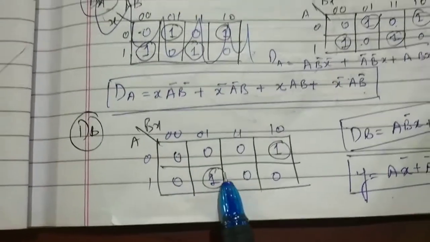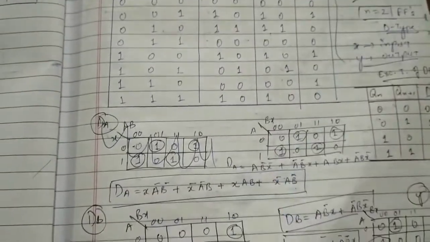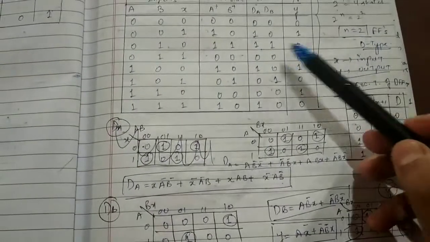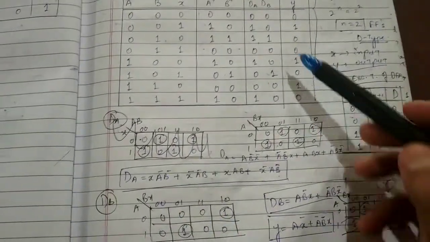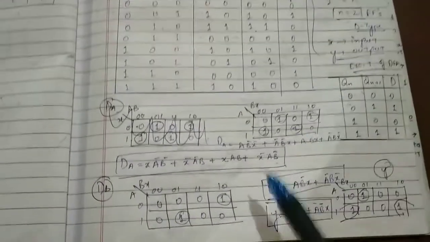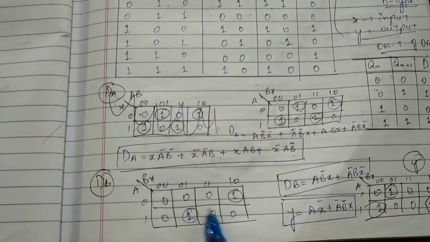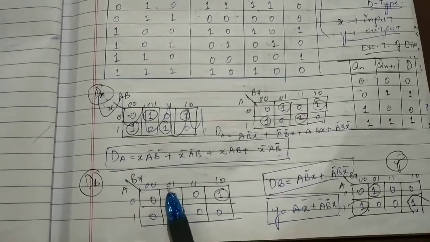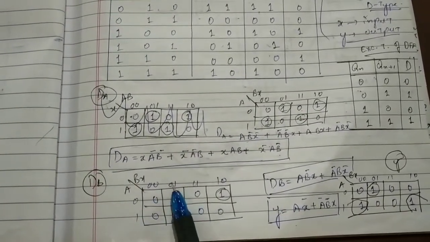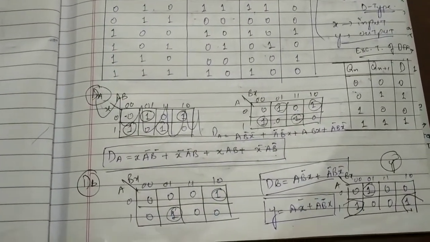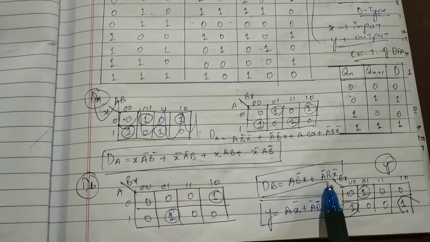Now for DB, we have to make a K-map. We know DB from this is 0, 0. We have to write 0, 0 in these cells. Next is 1, 0, 1, 0 is here. And next is 0, 1, 0, 1. And next is 0, 0, 0, 0. And after grouping the ones, we get individual ones here and here. So DB is equal to A B bar X plus A bar B X bar.